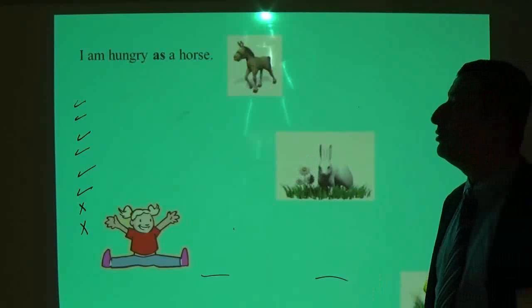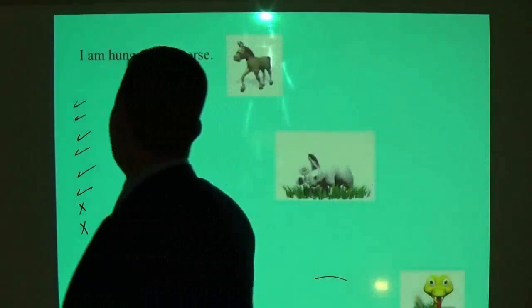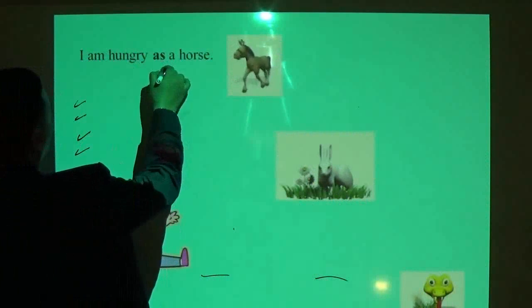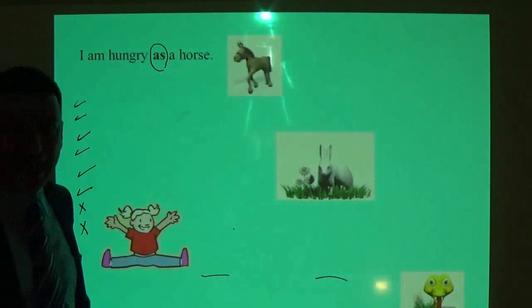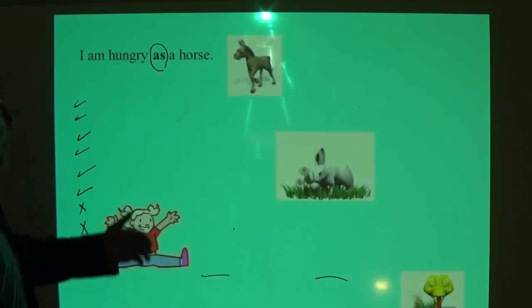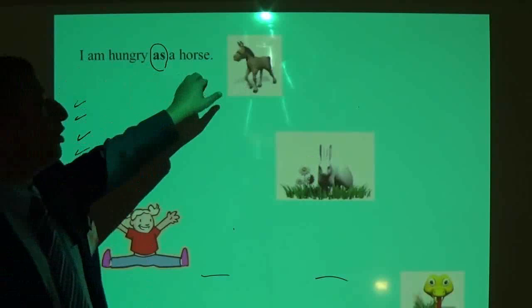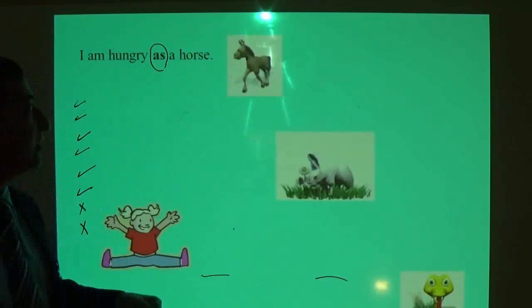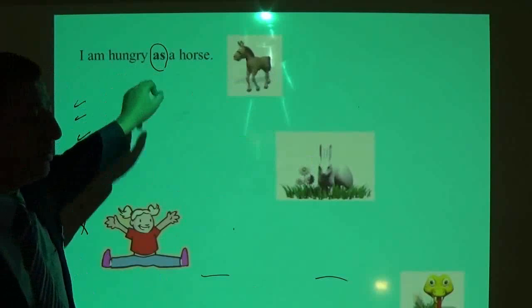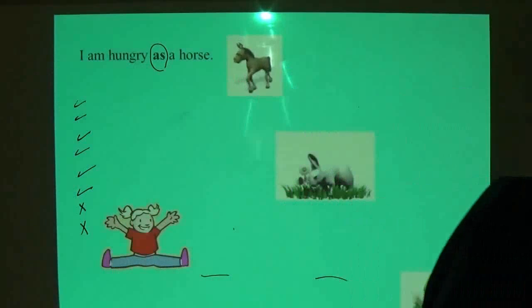Picture number 1. I am hungry as a horse. Watch this: as. This is called simile. As means like. I am hungry as a horse. He means that he is very, very hungry, as a horse. This is called simile.